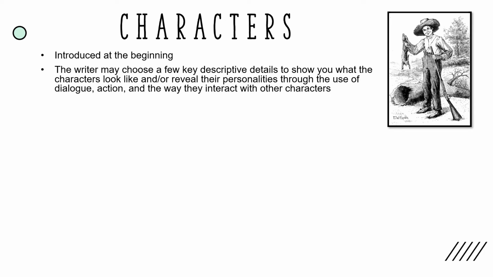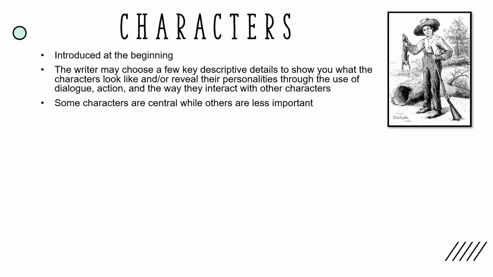Another element of literature is characters, which are most often used in fiction and drama. As mentioned before, characters are often introduced at the beginning. The writer will often reveal characters a few details at a time. The writer may choose a few key descriptive details to show you what the characters look like and/or reveal their personalities through the use of dialogue, action in the story, and the way they interact with other characters.